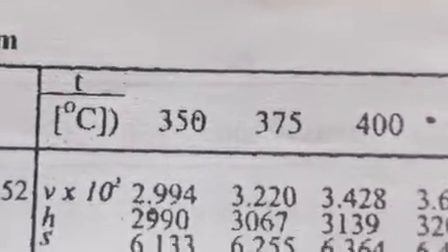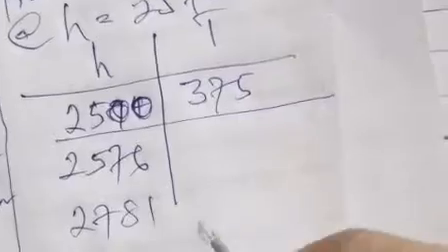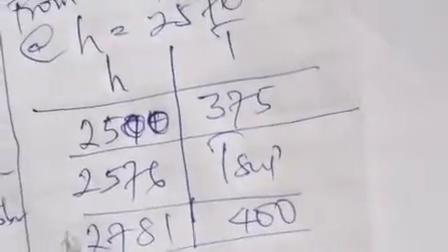Temperature corresponding to this 2500, okay, let's get that again. So the temperatures are simply 375 and 400. So we'll have here 375, and then we'll have here 400. Okay, so this is temperature. We're looking for the superheated temperature corresponding to this enthalpy. That's what we're looking for.